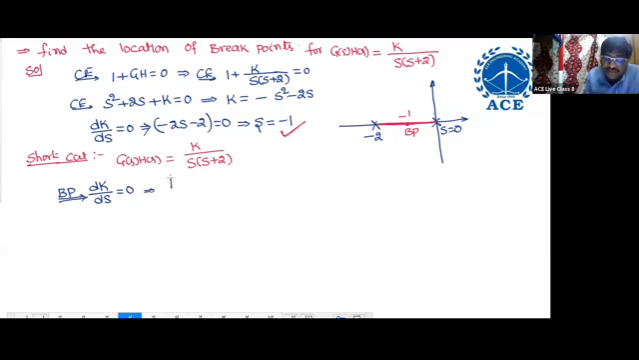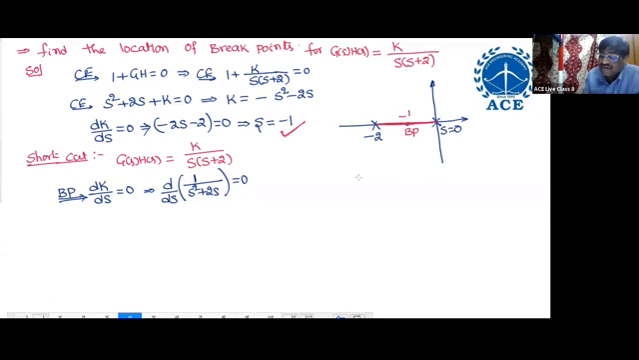Simply, what you do, d by ds of, in place of k, put 1. K replaced by 1. Remaining terms as they are, you write. Don't consider k. So that means 1 by s square plus 2s. Expand the terms. Just differentiate, that's all. Simple shortcut: differentiate, with k replaced by 1.